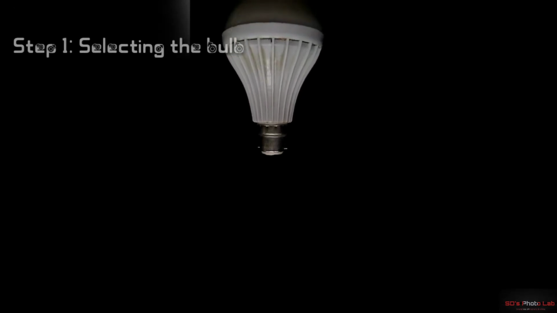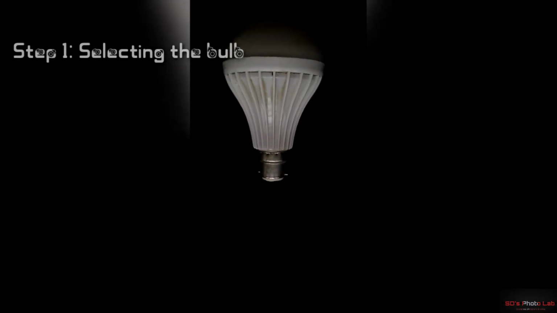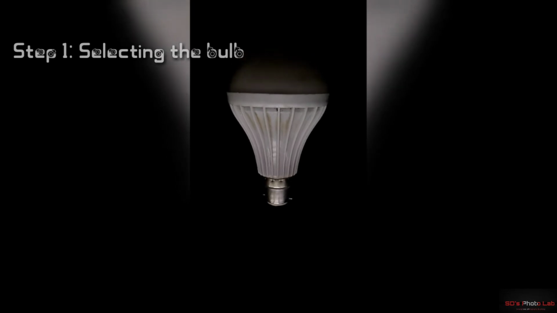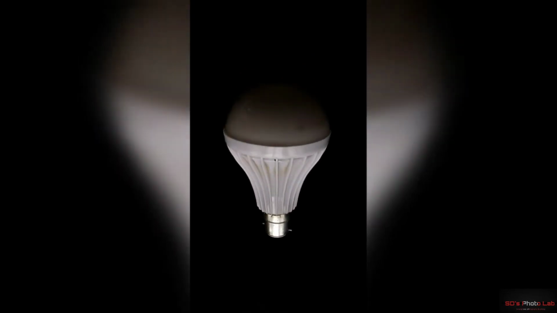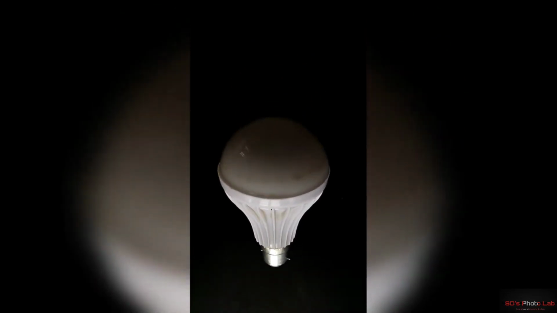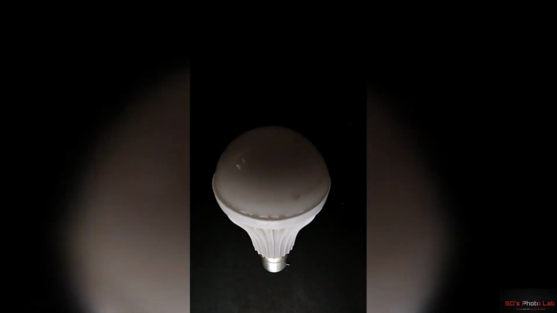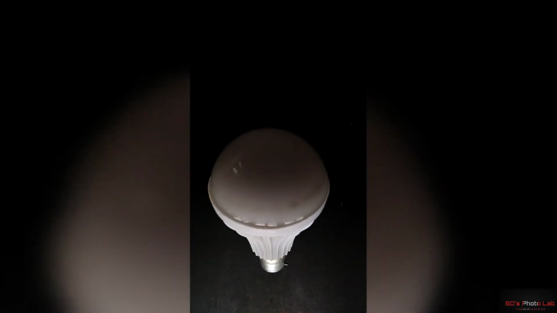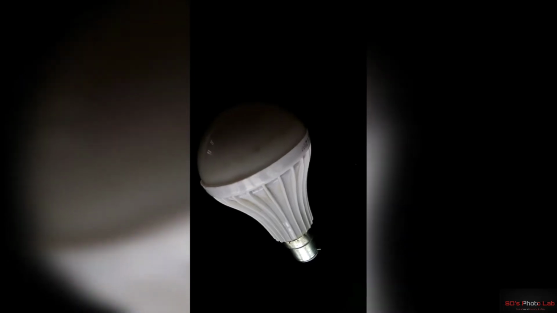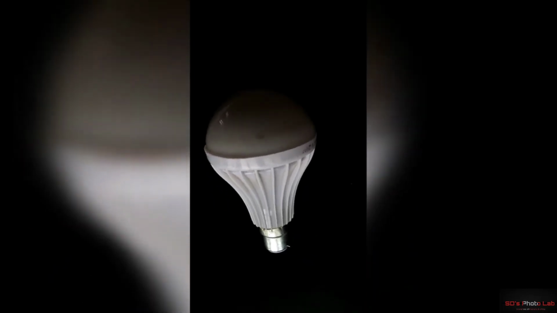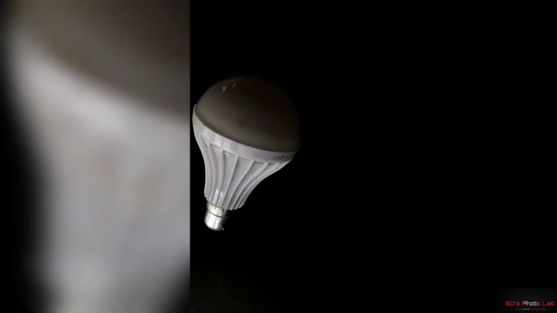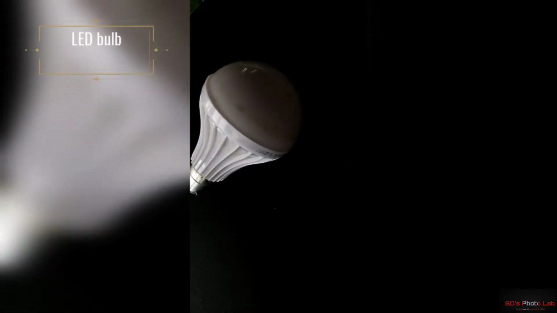So our first step is selecting the bulb. Here I have used a common LED bulb of this shape. This is an ordinary LED bulb which you can find in any provision or stationery or electrical appliances stores, or even in online stores like Amazon, Flipkart, etc. After selecting the suitable bulb, we can go to our next step.